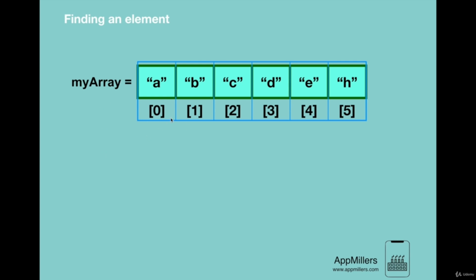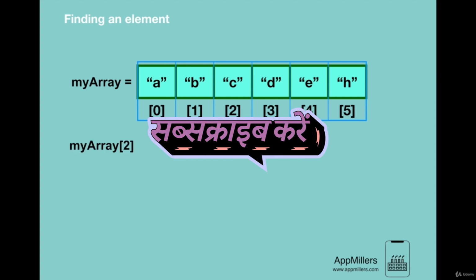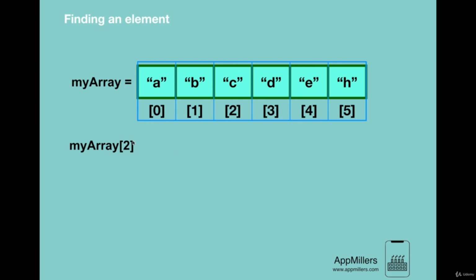To find an element inside the array, we have 3 options. The first option is, if we know the exact location of the element, we can use its index. For example, we know the location of C is index 2, so we can say that this element is located inside this array by accessing it using the index. Now the next option is binary search.